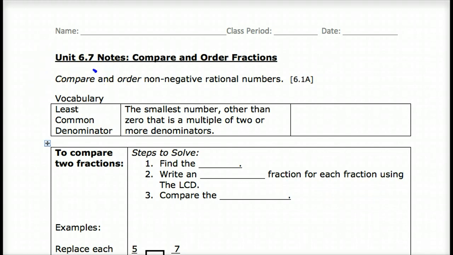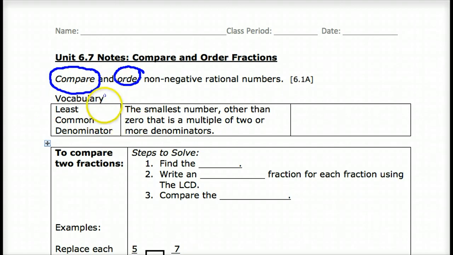Today we are going to be comparing and ordering non-negative rational numbers. For the vocabulary today, you'll need to know the word least common denominator. Just like we've used least common multiples, we are now going to be applying this to fractions.